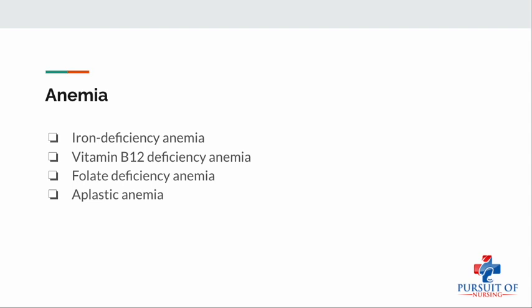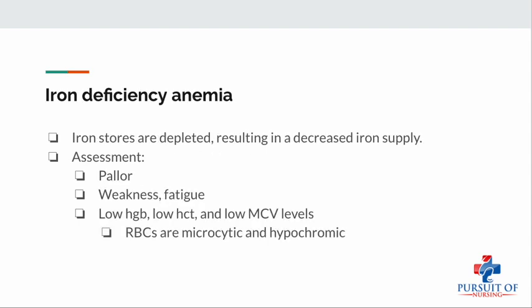General assessment findings for all types of anemia is going to include weakness, fatigue, pallor. You might have slight jaundice as well if RBC destruction is occurring. You may also have tachycardia and cool extremities.